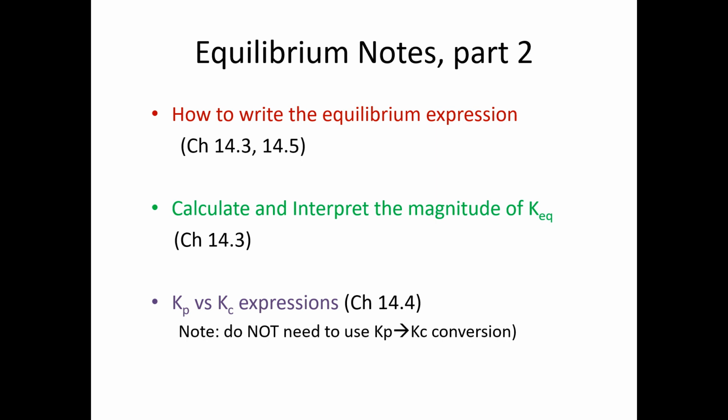Welcome. This video is covering equilibrium part 2. In an earlier video, we introduced the idea of equilibrium and what it is. And in this video, we are going to look at how to write the equilibrium expression, how to calculate the value of the equilibrium constant and interpret the magnitude of that, and then looking at writing Kp versus Kc expressions. And if you want to follow along in the TRO textbook, these are all in the first few sections of chapter 14 in TRO.